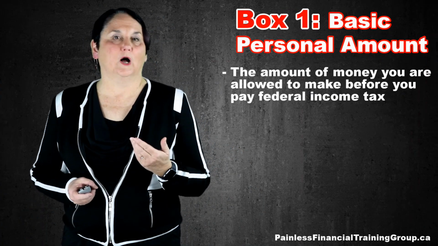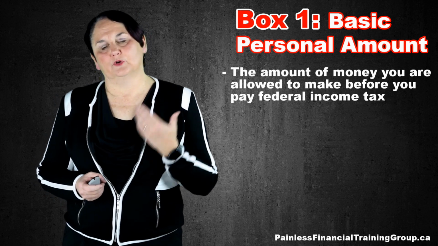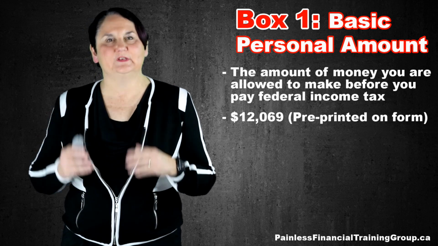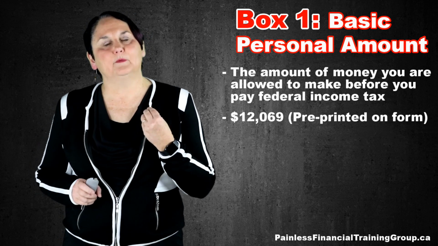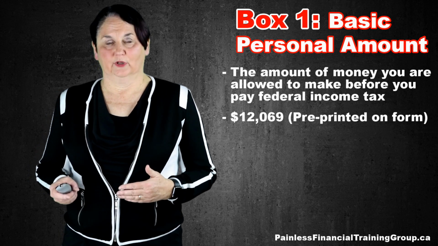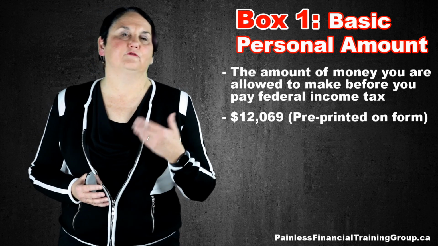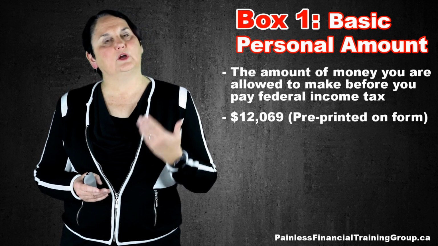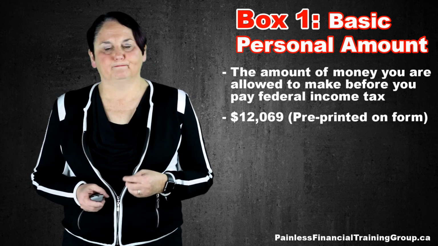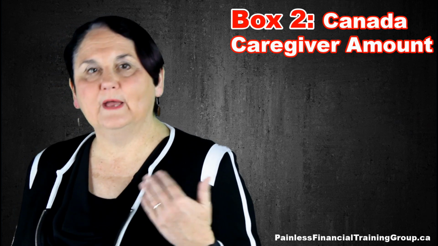The box 1 includes the number $12,069, and it's pre-printed. You'll see it already on the form. That's the base amount that you're allowed to make in Canada in taxable income before you start to pay any federal income tax. So that's what they call the basic exemption, $12,069.